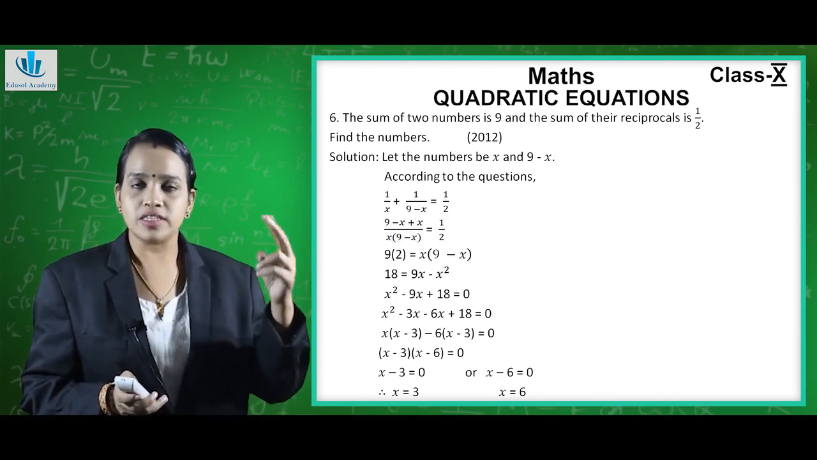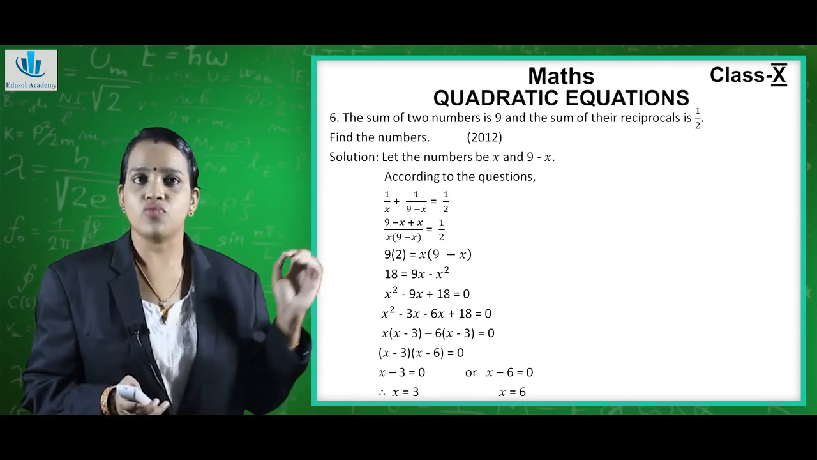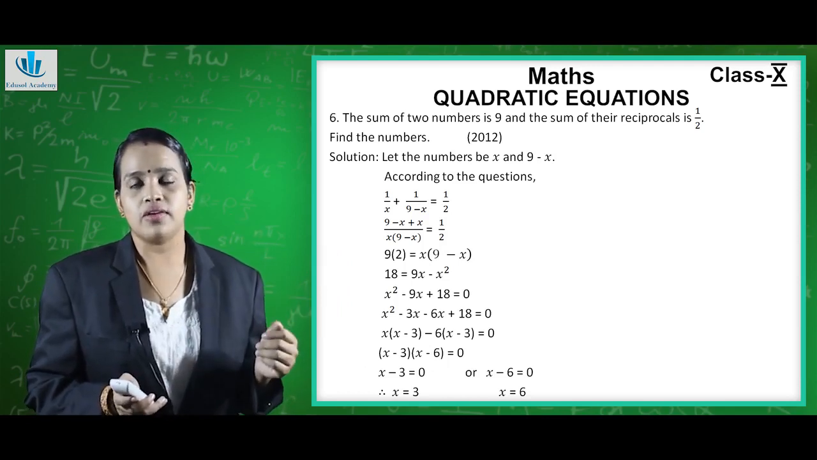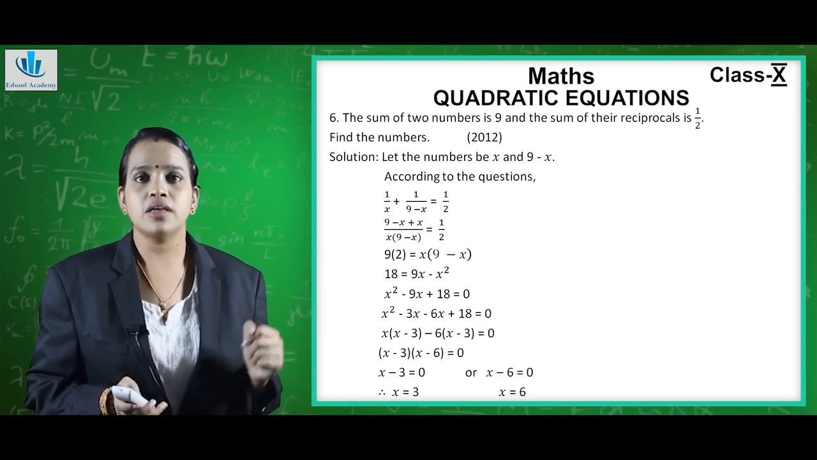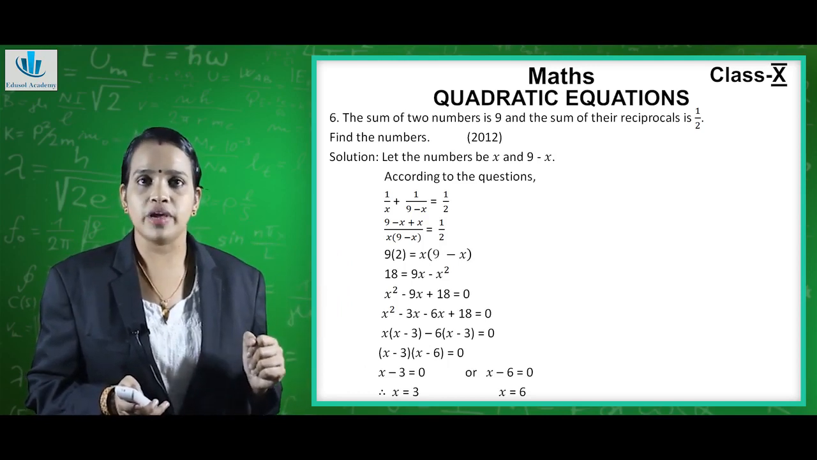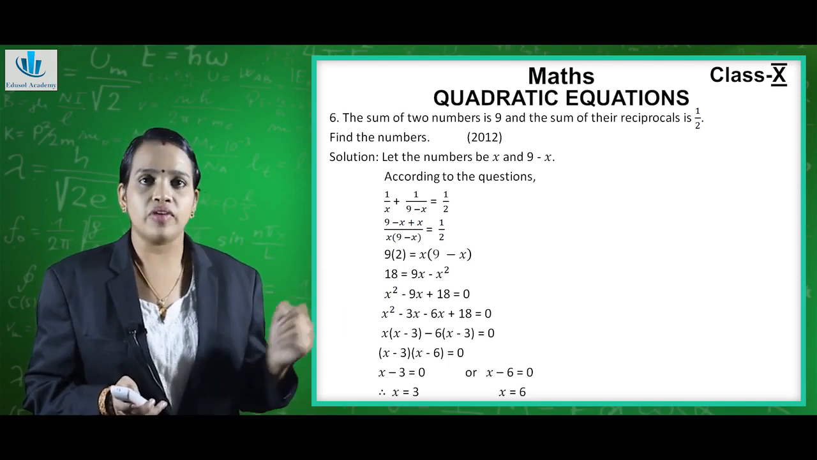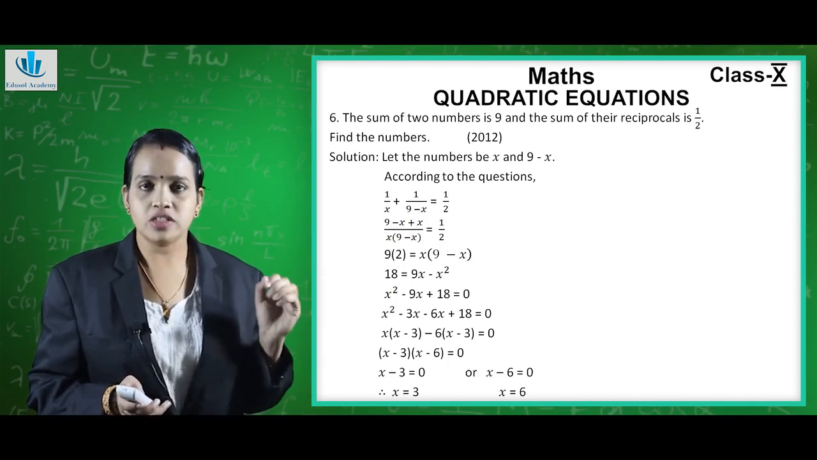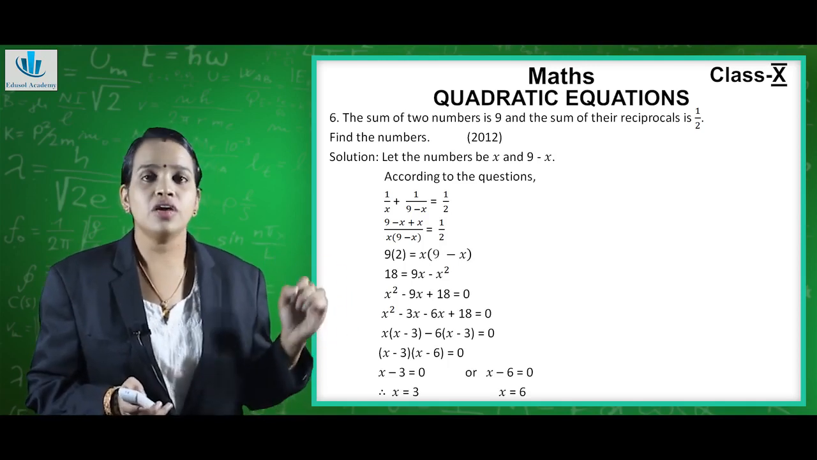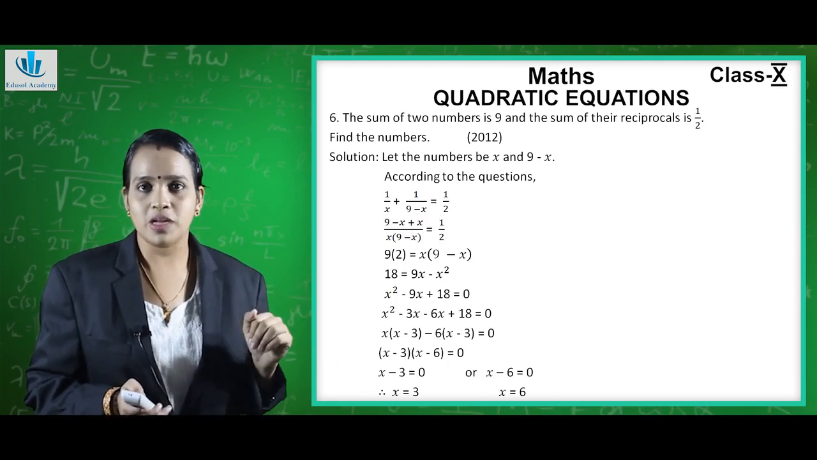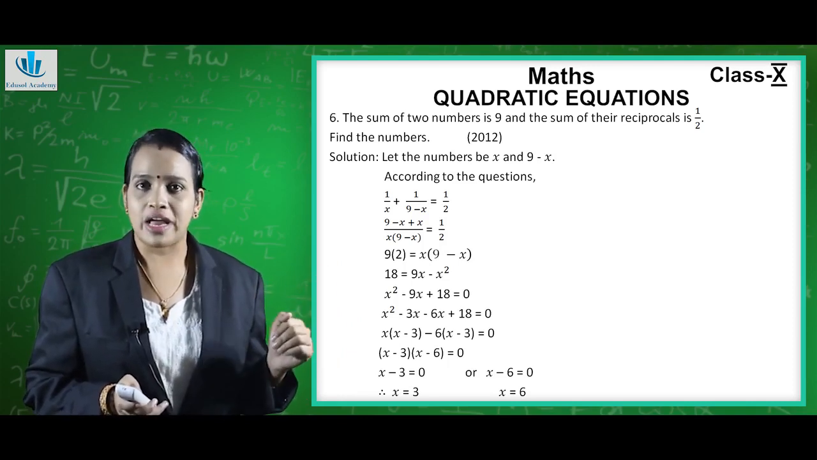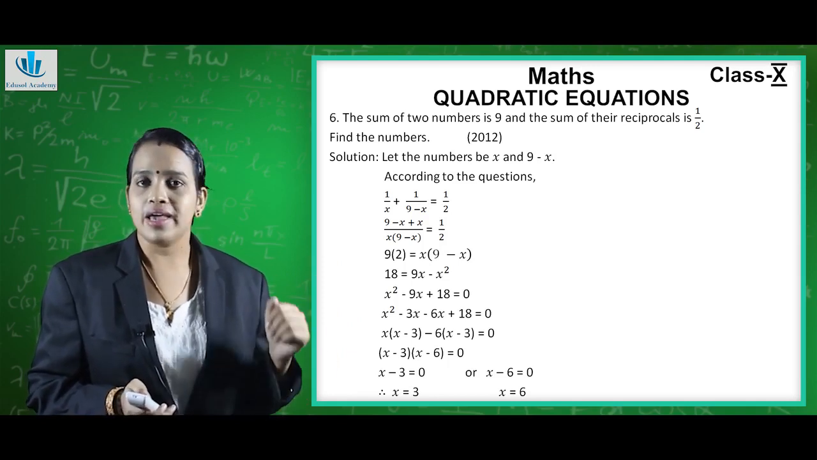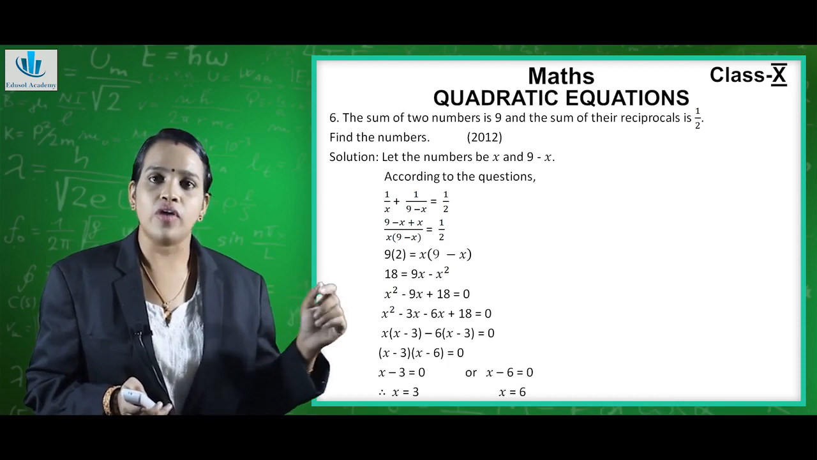In the question it is said that when we add the reciprocals of these two numbers, it will give us 1 upon 2. So we will write the reciprocals of the two numbers. So the reciprocal of x becomes 1 upon x, and the reciprocal of 9 minus x becomes 1 upon 9 minus x, and when we add them, it gives us 1 upon 2. So our equation is 1 upon x plus 1 upon 9 minus x equal to 1 upon 2. Now we can cross multiply. So it becomes 1 into 9 minus x, that is 9 minus x, plus 1 into x, it gives x, upon x into 9 minus x equal to 1 upon 2.